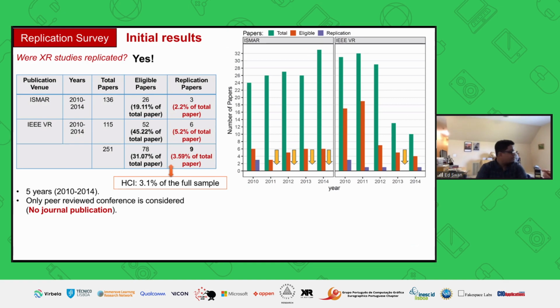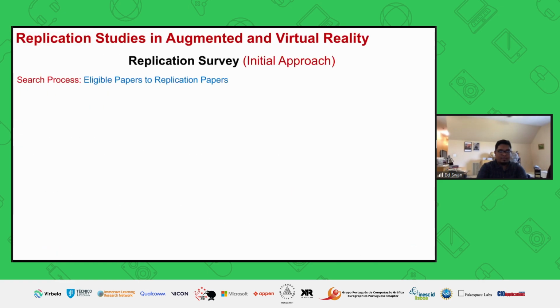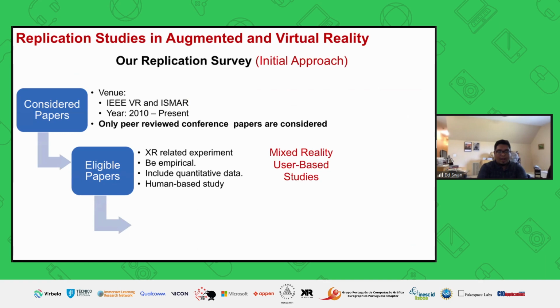All right, then. Talk about what you mean by eligible. Oh, okay, that's a question that's been asked. So the criteria for eligible, let's bring that here. The criteria is that the paper should be a mixed reality based experiment. It should be a human-based study.